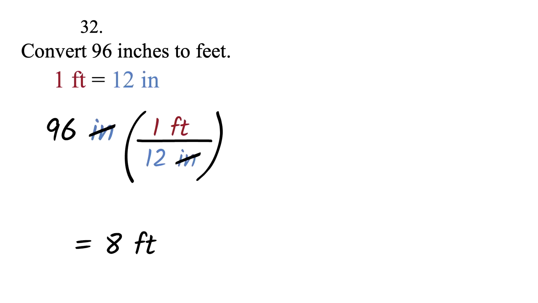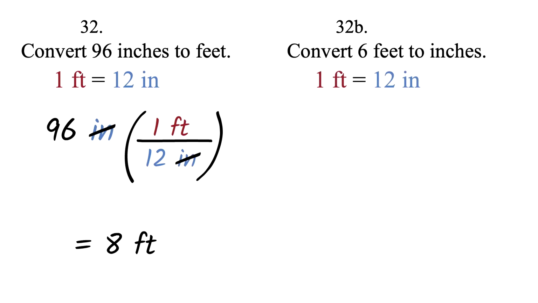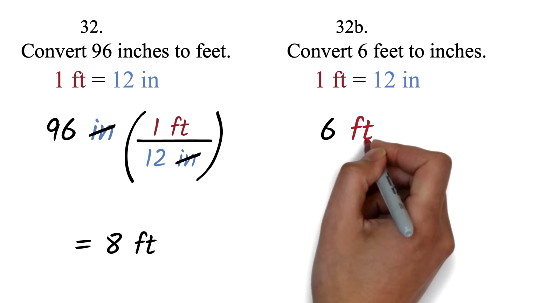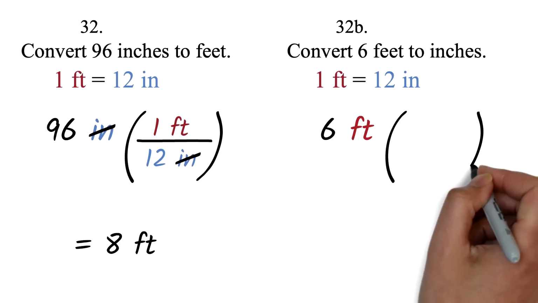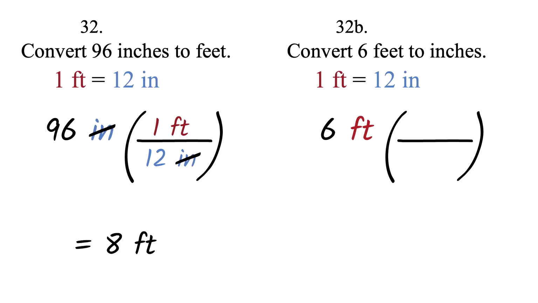Let's take another example. Question 32b. Convert 6 feet to inches. We are given our conversion factor as 1 foot equals 12 inches. You'll first write down what you are converting. In this case, 6 feet. Then you'll bring your conversion factor. You want to write it in a fraction form such that the feet will cancel out. You basically want the bottom factor to be the same as the value you're converting so you can cancel.